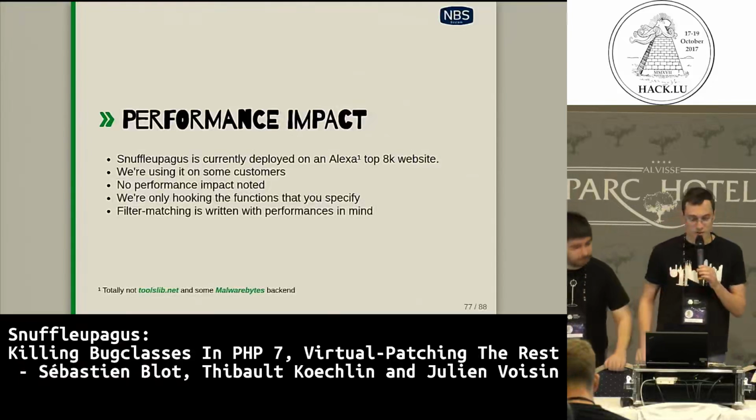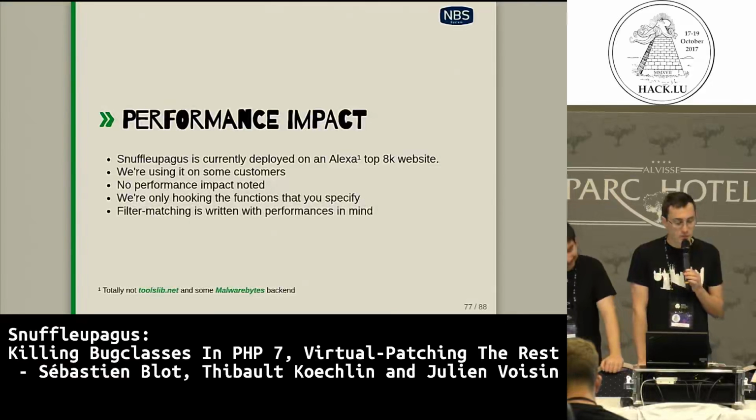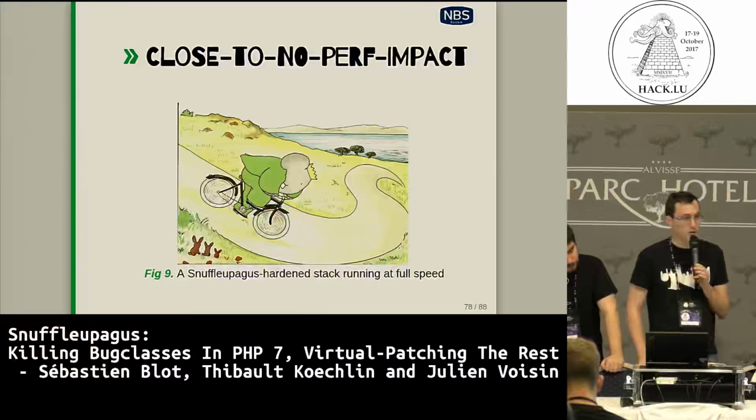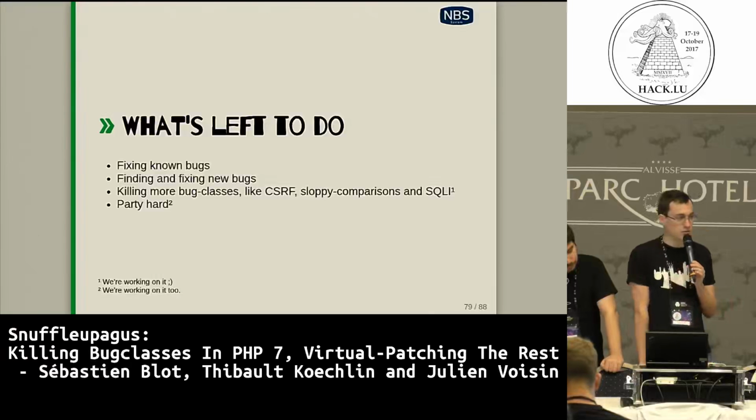About performance impact, it's deployed on some pretty big websites, and we are using it for a customer. And so far, we didn't notice any slowdown at all, like literally, because the slowdown depends on how many rules you have, and as long as you don't have, like, I don't know, 3 million rules, you shouldn't notice a single difference. We still got stuff to do, like fixing bugs and finding new bugs to fix them.